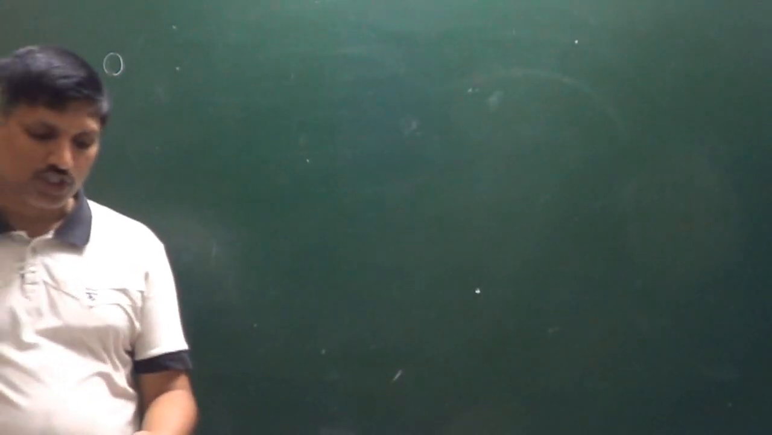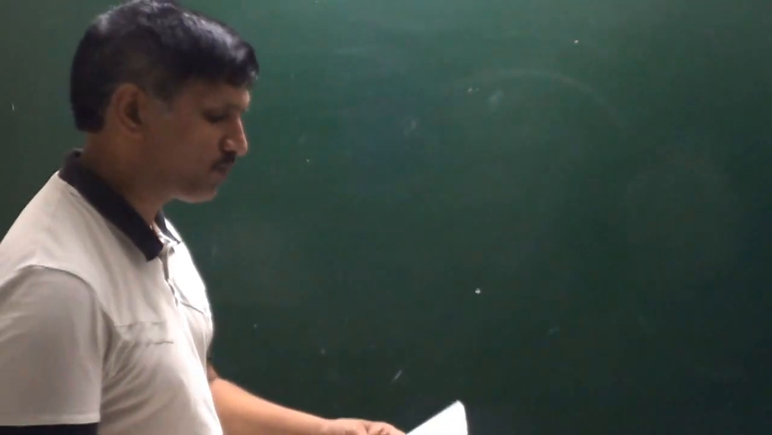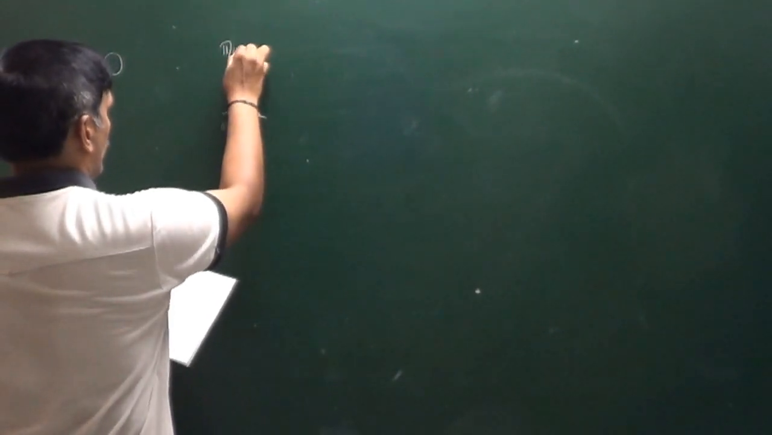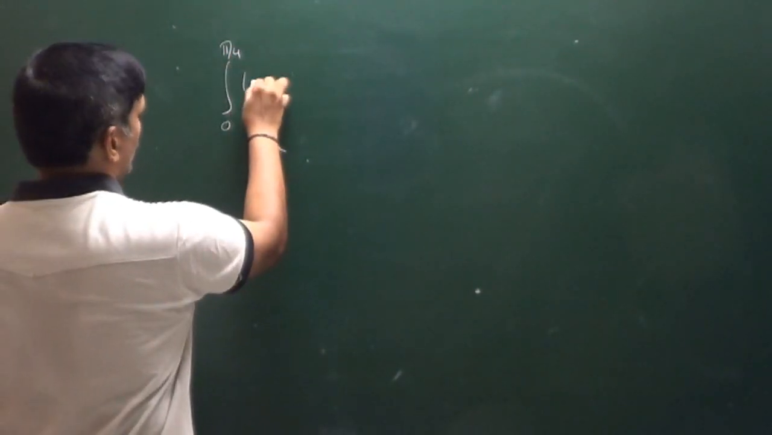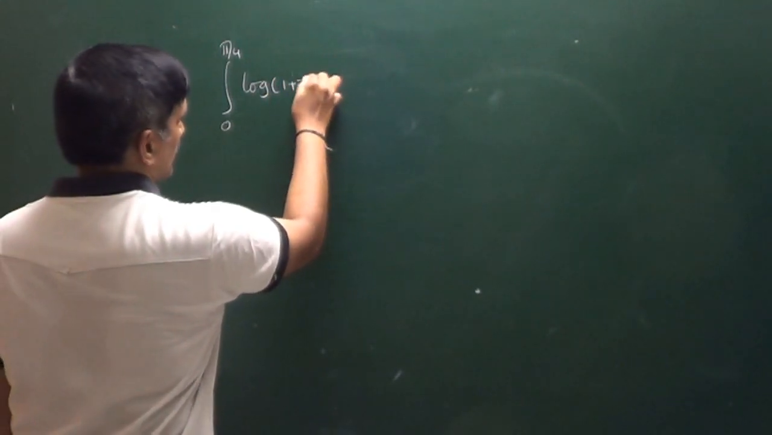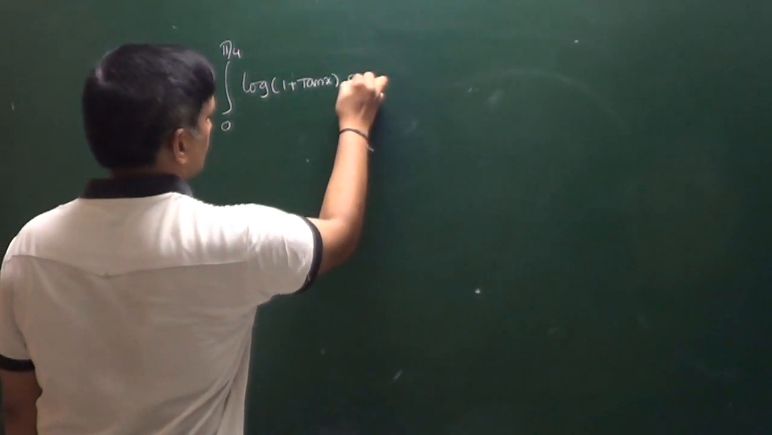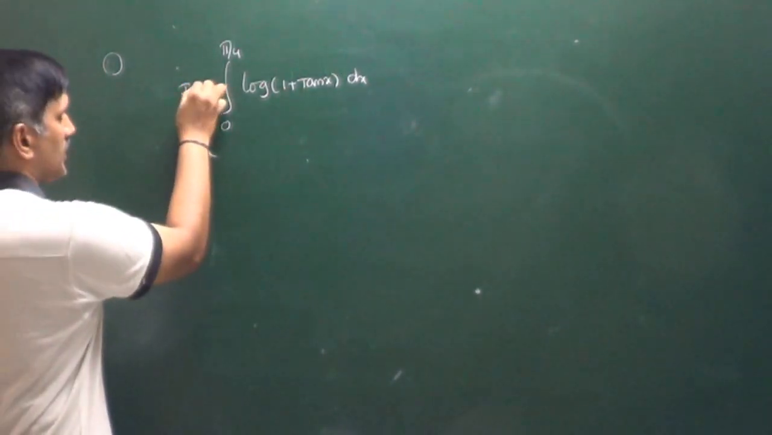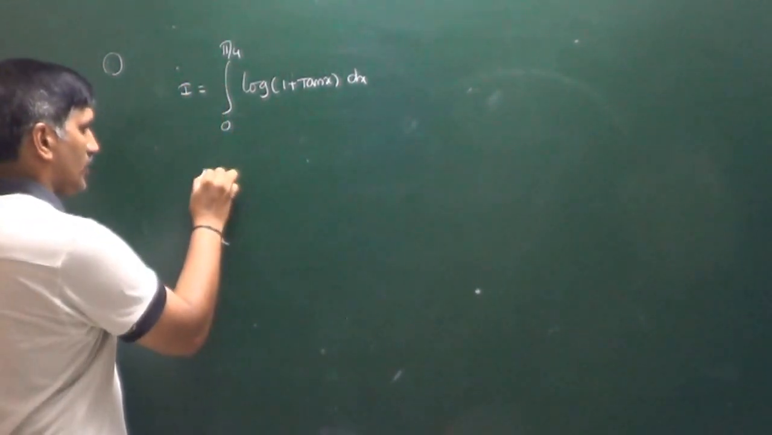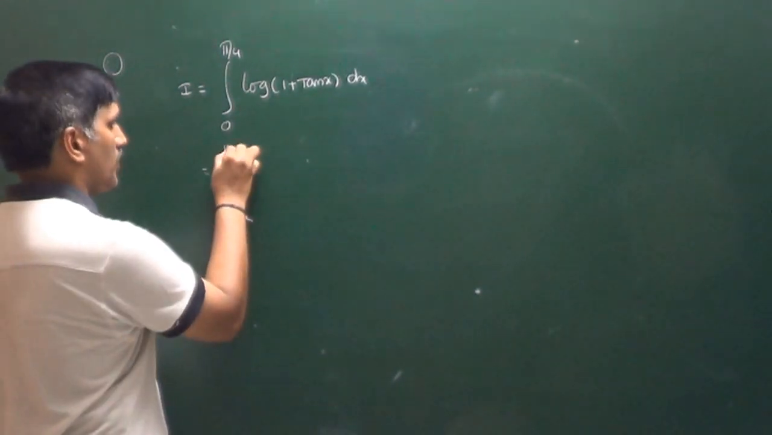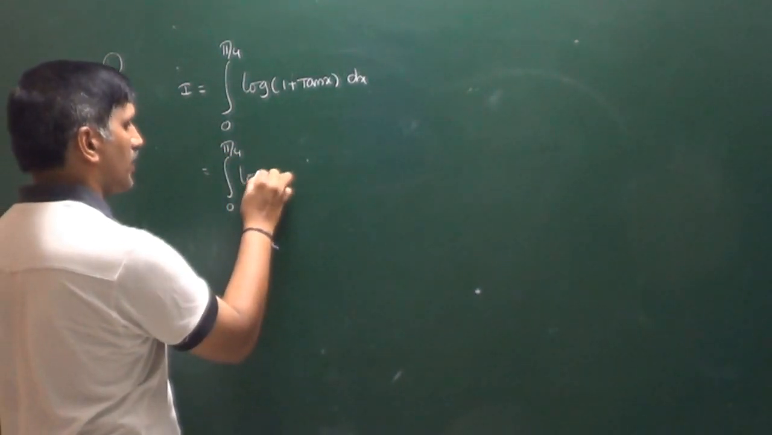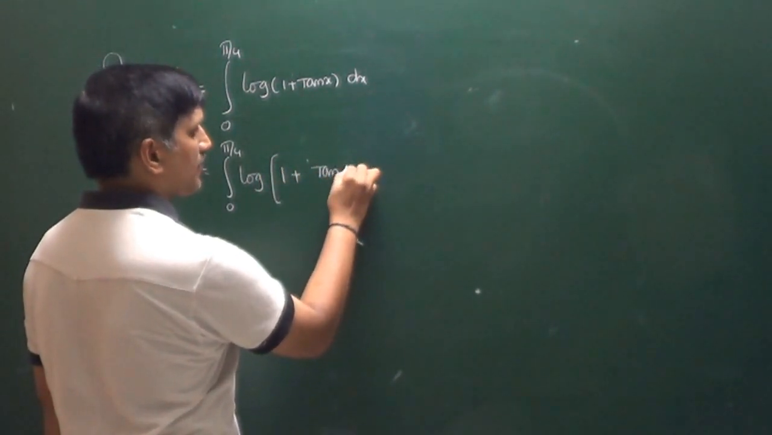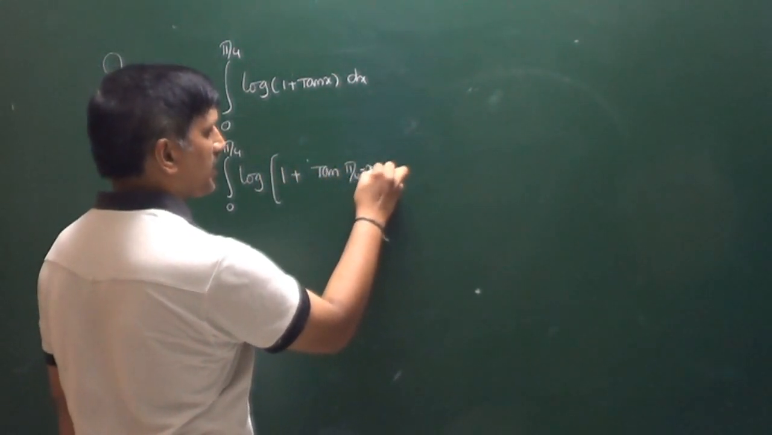So with these two questions I am going to conclude this particular idea. Integral 0 to pi by 4 logarithm of 1 plus tan x dx. Okay, so apply the property here. I is equal to, we can write it as integral 0 to pi by 4 logarithm of 1 plus, in place of x I am writing tan of pi by 4 minus x.